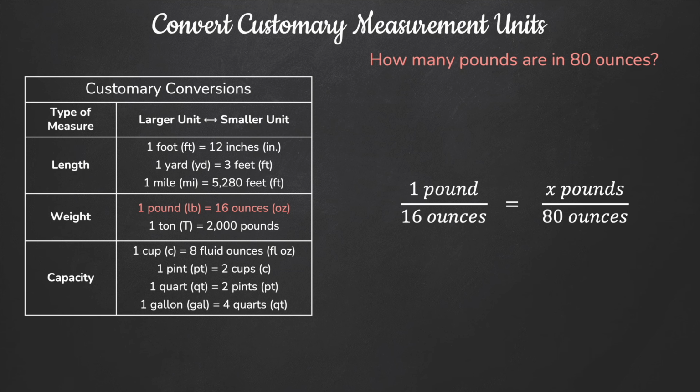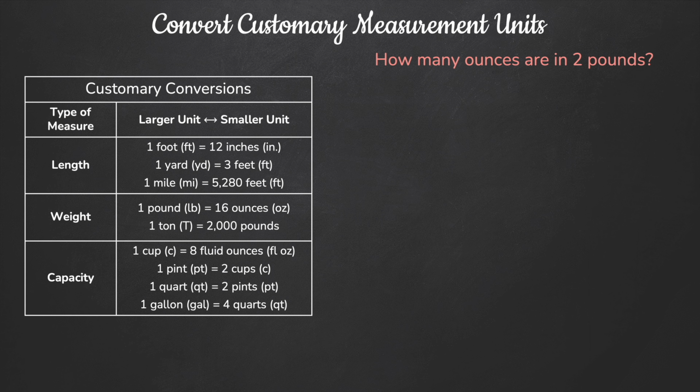So now that we've set up our proportional relationship, we're going to go ahead and multiply the two numbers that are diagonal. And in this case, we have 1 and 80. So 1 times 80 is equal to 80. Then we're going to take that answer and divide it by our last number, which is 16. And 80 divided by 16 is equal to 5. So that means that there are 5 pounds in 80 ounces.